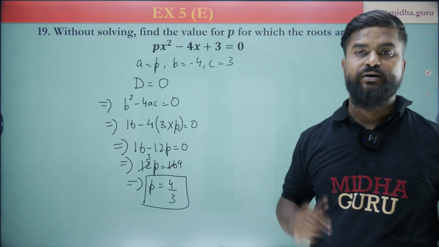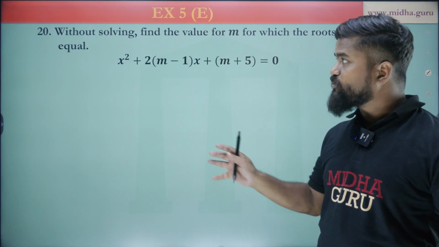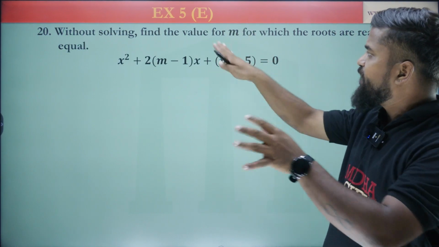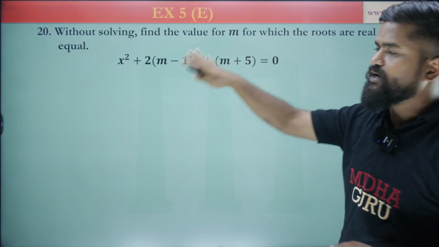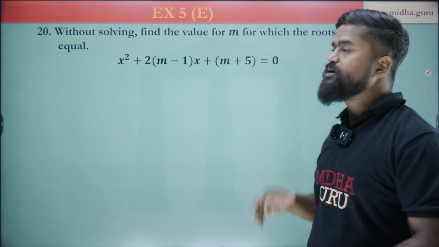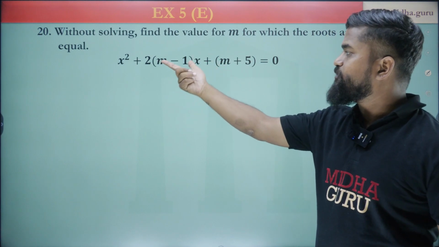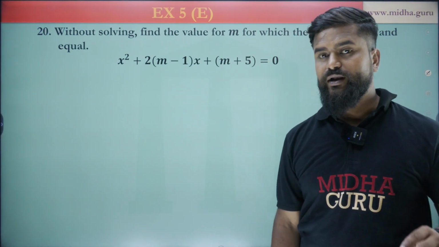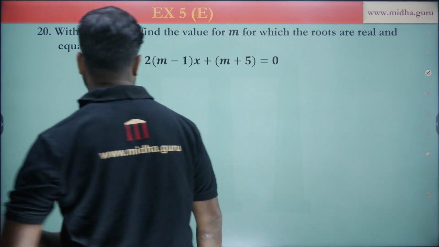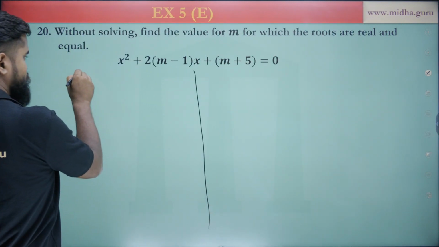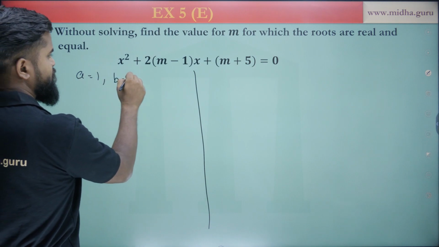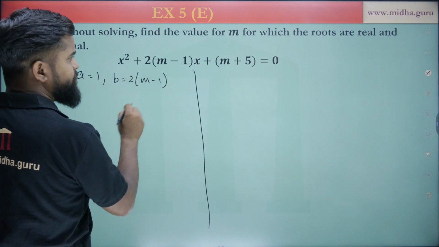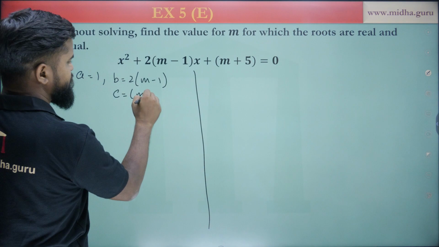So now let's move on to the next question. Now the next question says, without solving, find the value for m for which the roots are real and equal. Again we are supposed to do the same thing. We are supposed to find a value for the variable m such that this given equation has real and equal roots. So we'll start by a is 1, b is equal to twice of (m minus 1) and c is equal to m plus 5.